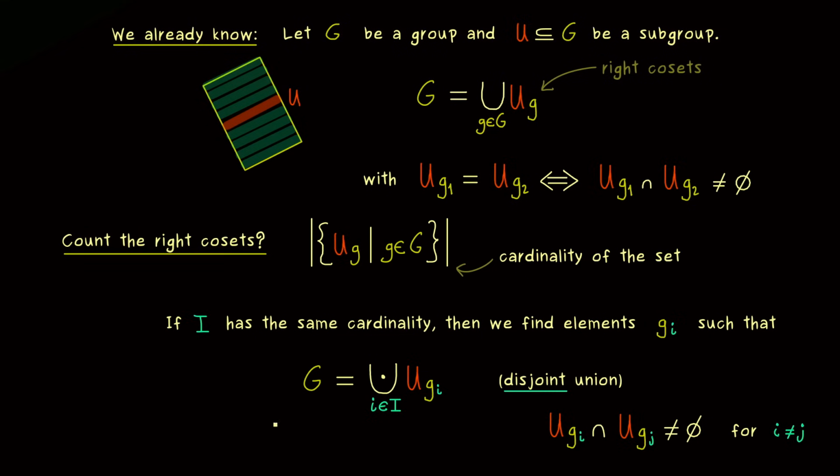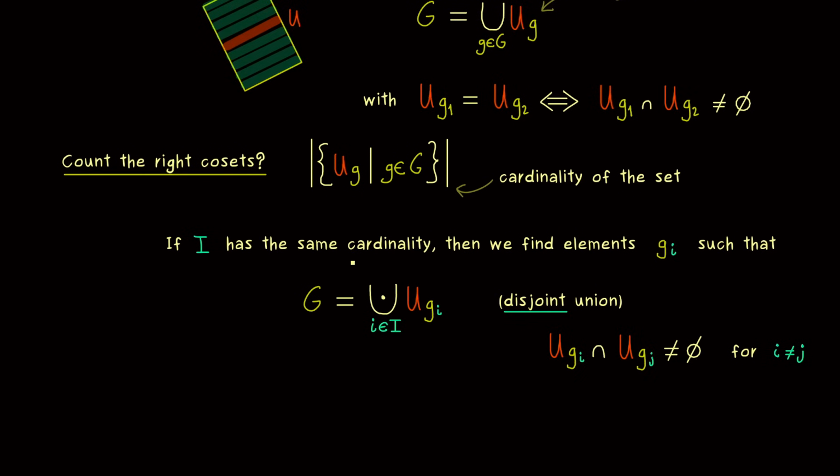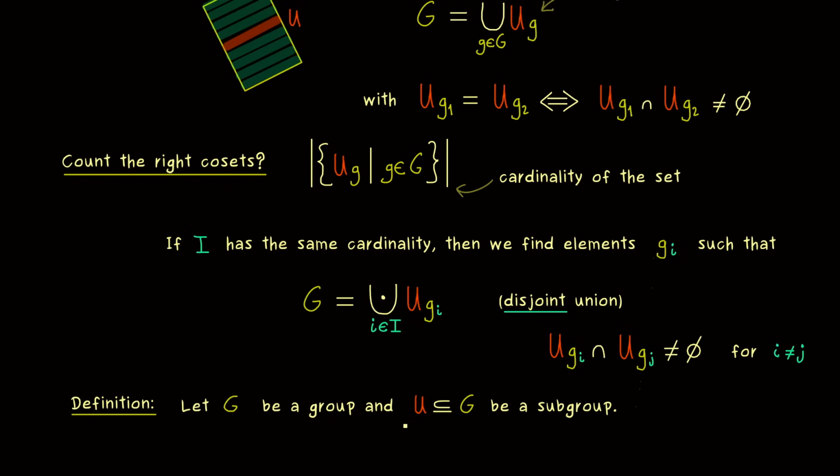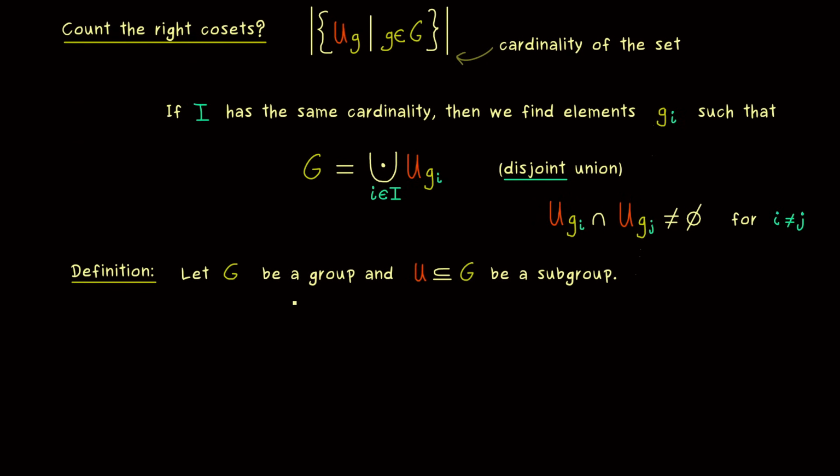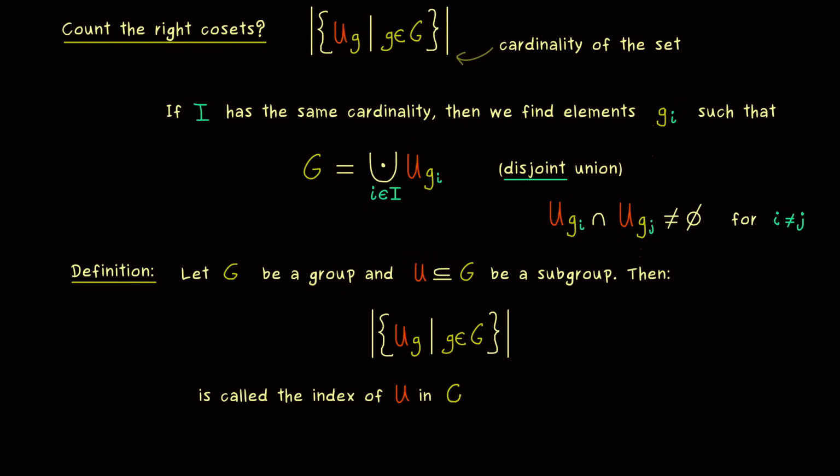Okay, and now since we have this nice decomposition for any group G, this cardinality here gets a special name. This is an important definition and I can already tell you it's called the index. So any subgroup U has an index in the surrounding group G. So for the definition as before, we just take all the right cosets and count them. And then we simply call this cardinality the index of U in G. And indeed, it does not matter if we consider the right cosets here or the left cosets. The number that comes out is exactly the same, but for the definition, let's choose the right cosets.